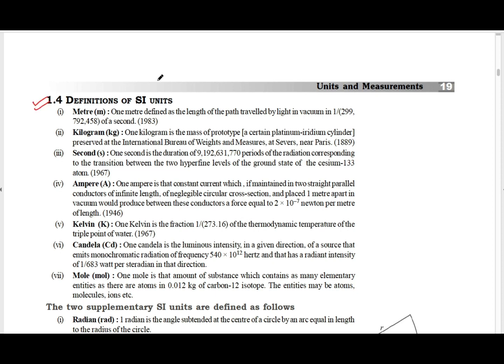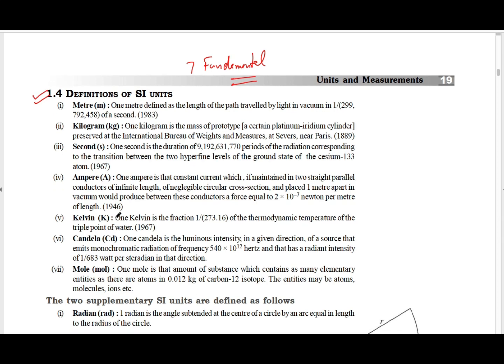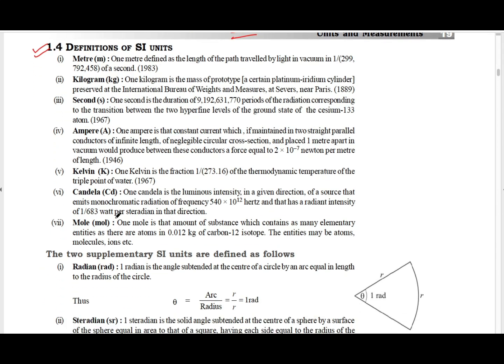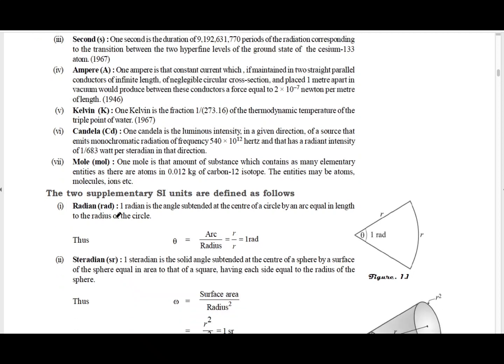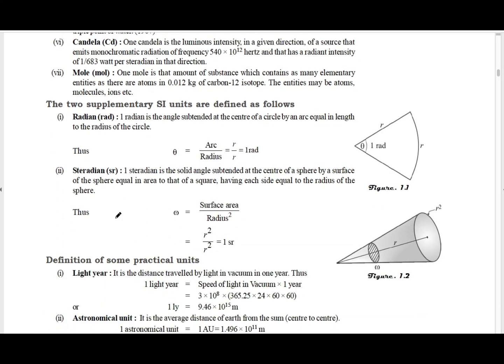So these are some of the definitions of the standard international units, the 7 fundamental physical quantities. You can have a look at the definitions. You do not need to remember each of them. A good understanding of this is sufficient from the exam point of view.